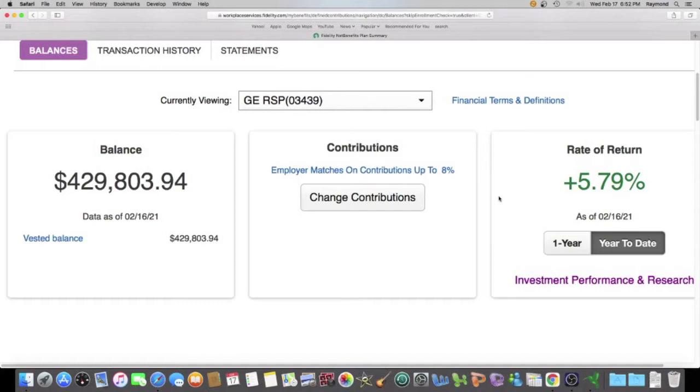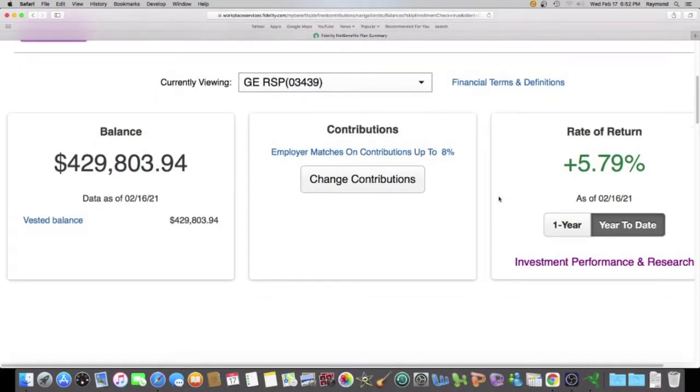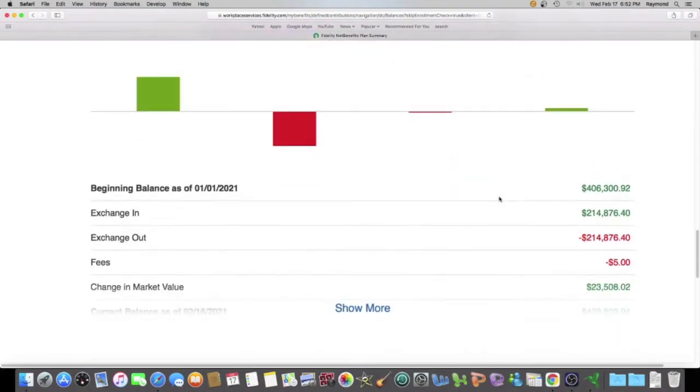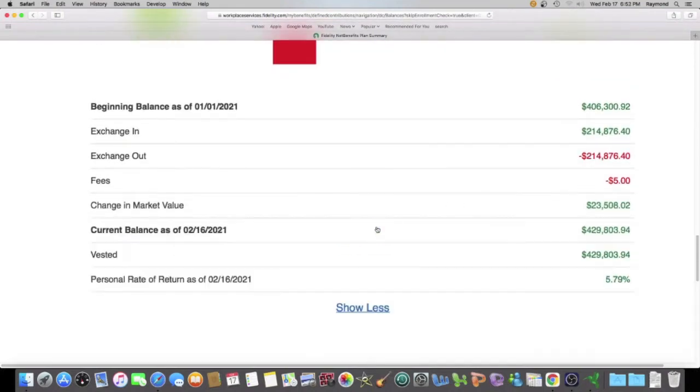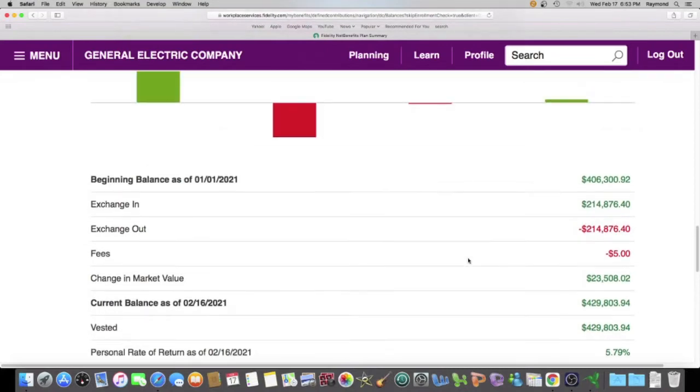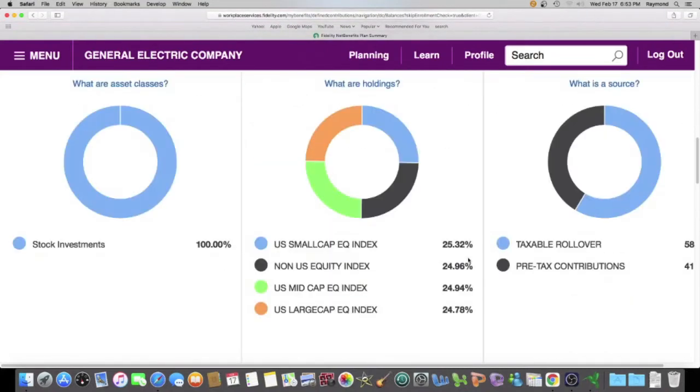And I know a lot of you guys like to know the money amount. Like, well, what does 5.79% mean? All you got to do is scroll down to the bottom. And we click on Show More. And that percentage, 5.79%, is profit, $23,508.02. That's how much I'm up year to date. And here's the same percentage, 5.79%. So that's how you find out the numbers if you don't like looking at percentage.